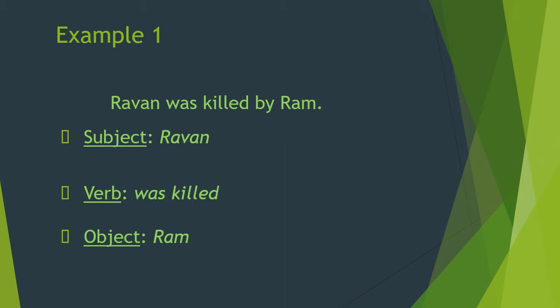The subject in the active voice, which is at the beginning of the sentence, becomes the object in the passive voice, and hence it is placed at the end of the sentence in the passive voice. Likewise, the object in the active voice, which is placed at the end of the sentence, becomes the subject in the passive voice and is placed in the beginning of the passive voice sentence.